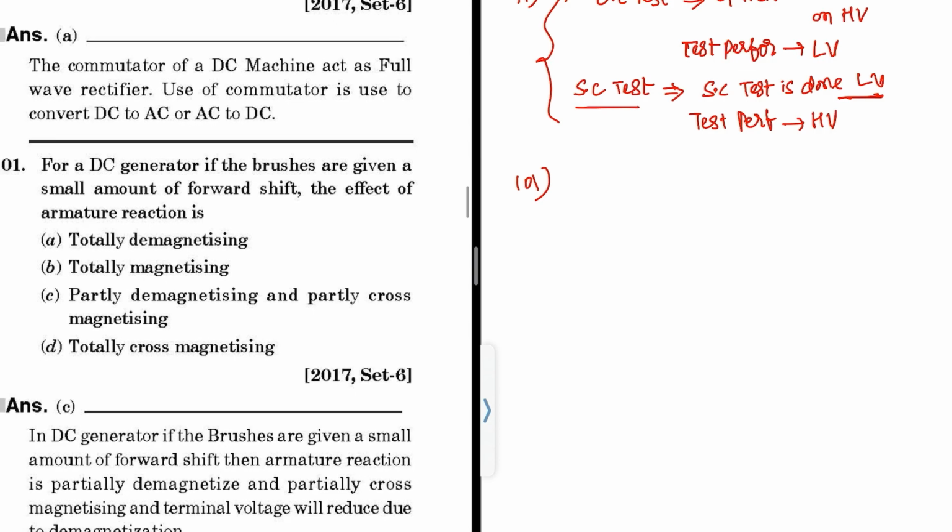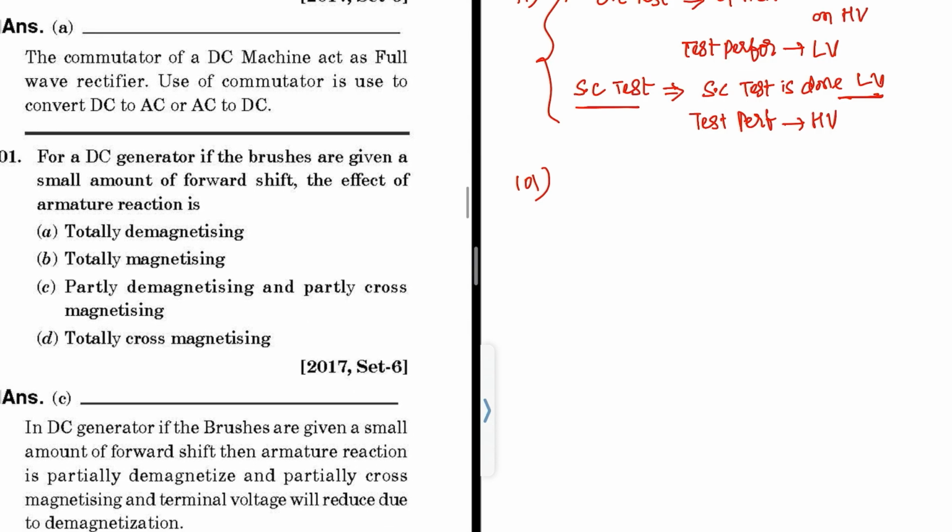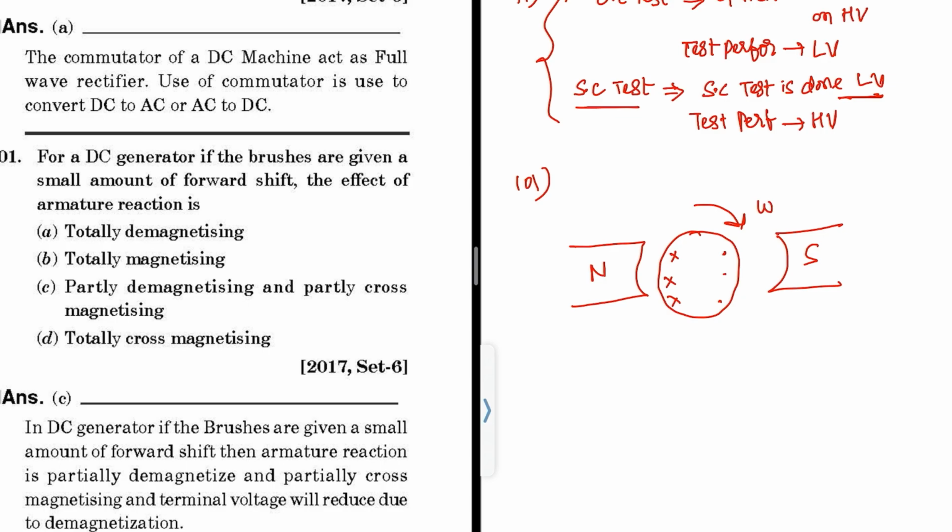So coming to question number 101. If the brushes are given a small amount of forward shift, let me take the north pole and the south pole, and this is the machine. So here cross, here dot. The speed is omega. Initially this is the MNA axis. Now what will happen? The brushes are shifted forward. Forward in the sense it is shifted in the direction of the rotation.